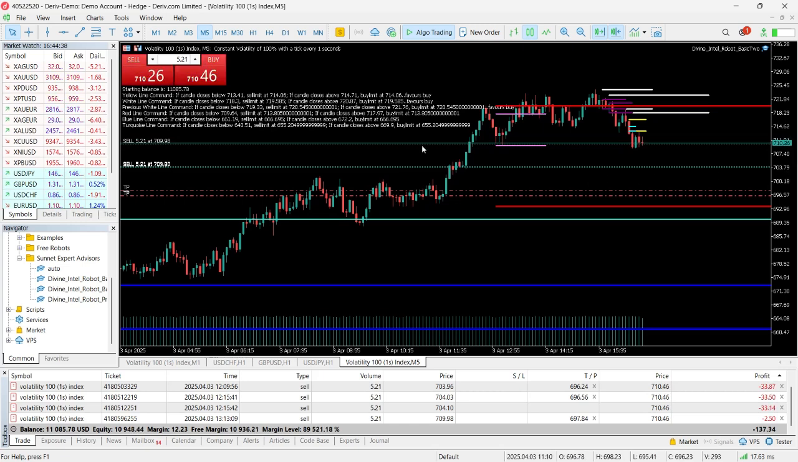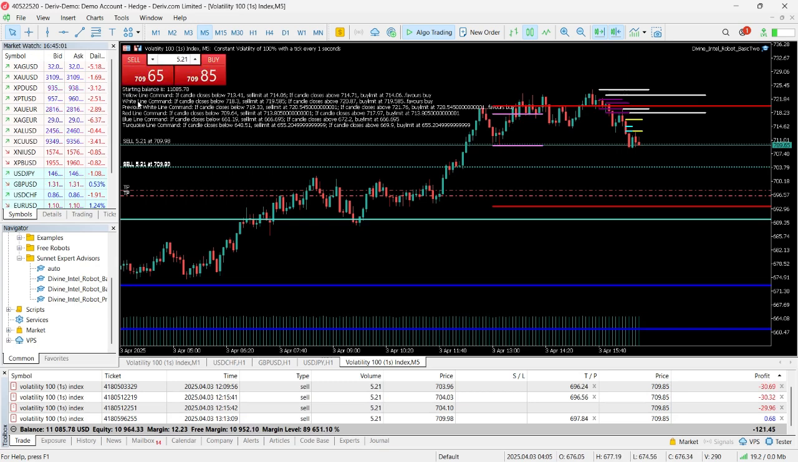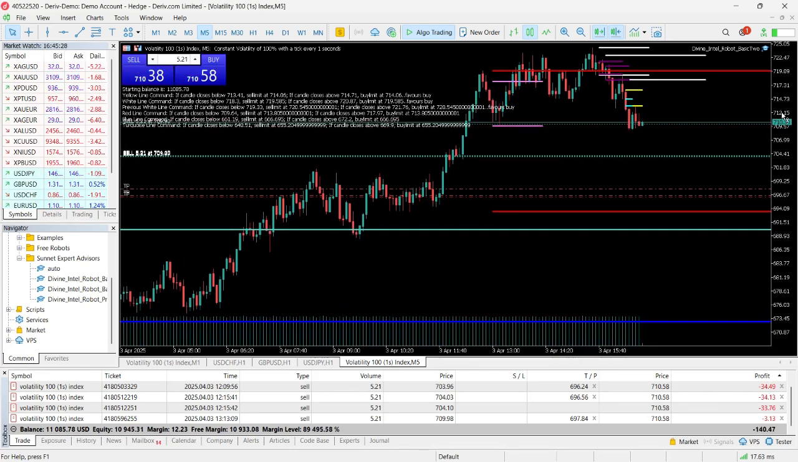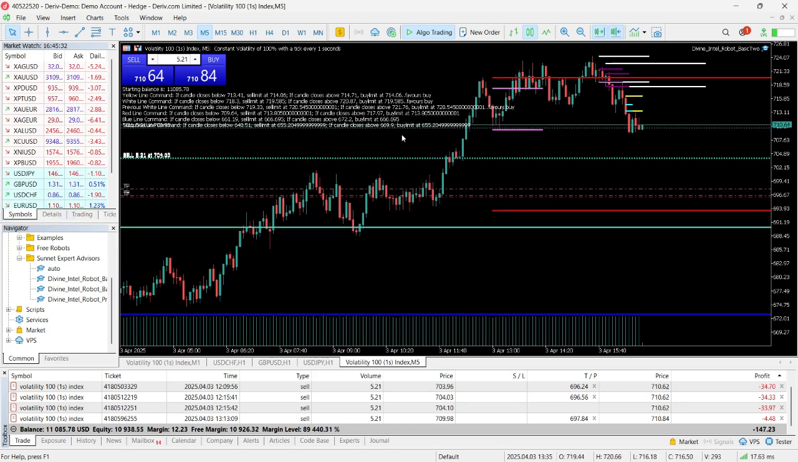First of all, I'd like to introduce you to all the color coding and all the write-up and text that are displayed by this Divine Intel robot. Starting from the left top corner of your MetaTrader 5 screen, you would see starting balance, yellow line command, white line command, previous white line command, red line command, blue line command, turquoise line command. So these different lines actually signify different levels of signals.